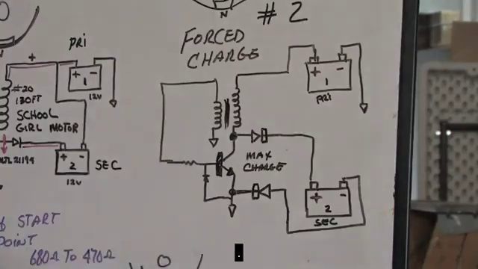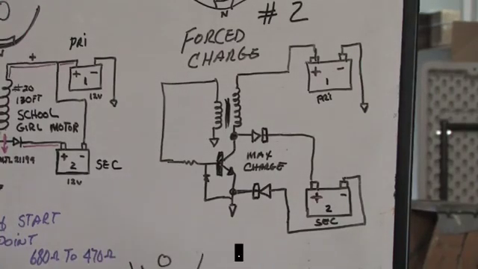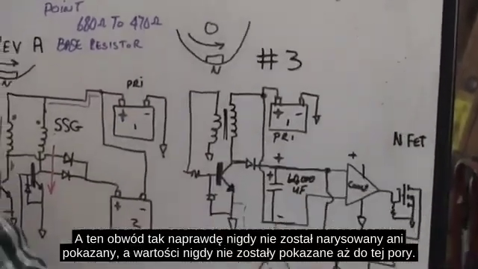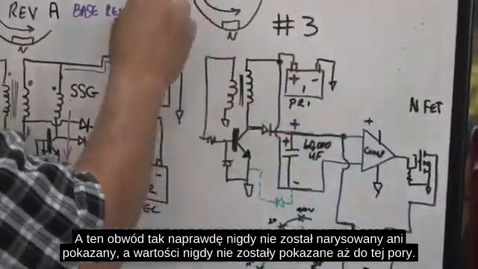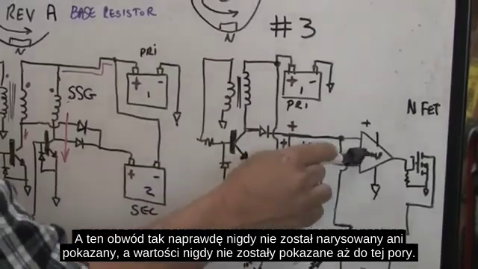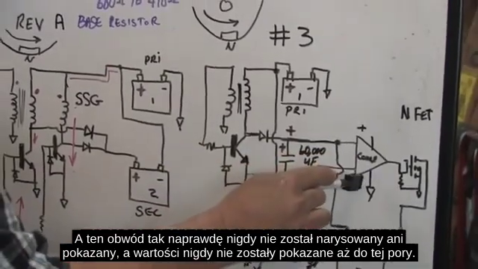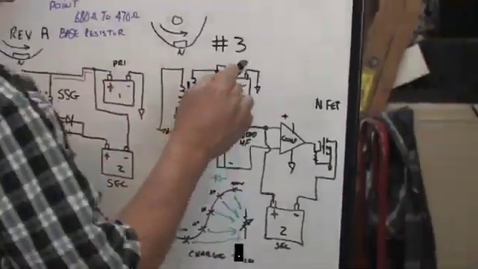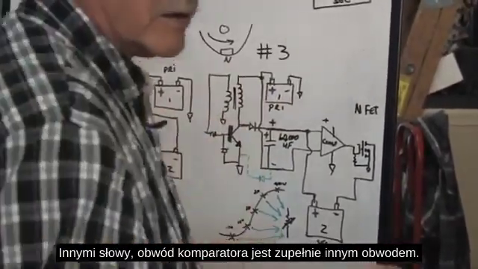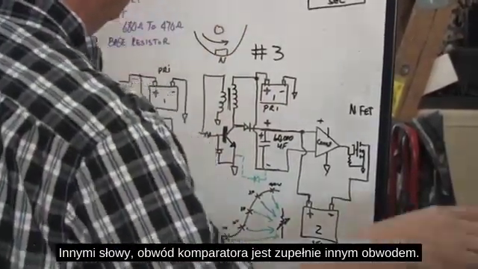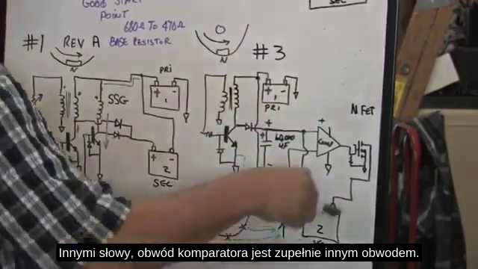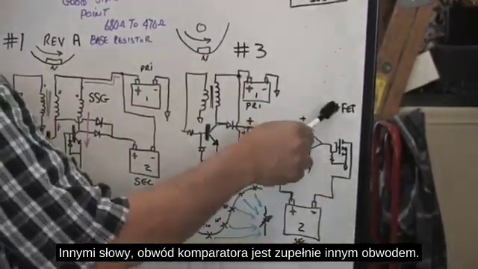That's the forced charge circuit? That's the forced charge circuit. And this circuit has really never been drawn or shown, or the values ever shown, till now. In other words, the comparator circuit is a totally different circuit.